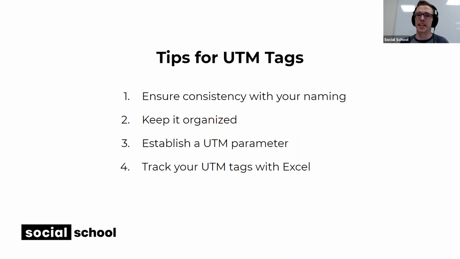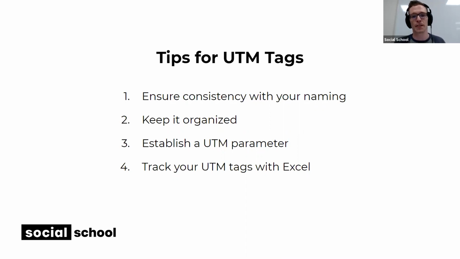The number 2 tip is to keep it organized. You always want to keep a sheet. So for instance, I keep a sheet on my computer that has all the UTM tags that I have used. I always like to put in a date of when I did launch them. So, okay, I can see that this was launched and in market on June 25th, 2019, and so forth. Maybe I created UTM tags, but I haven't actually put them into the campaign yet. I'll leave that blank as a reminder to, once this campaign's approved, put this UTM in and get it going.